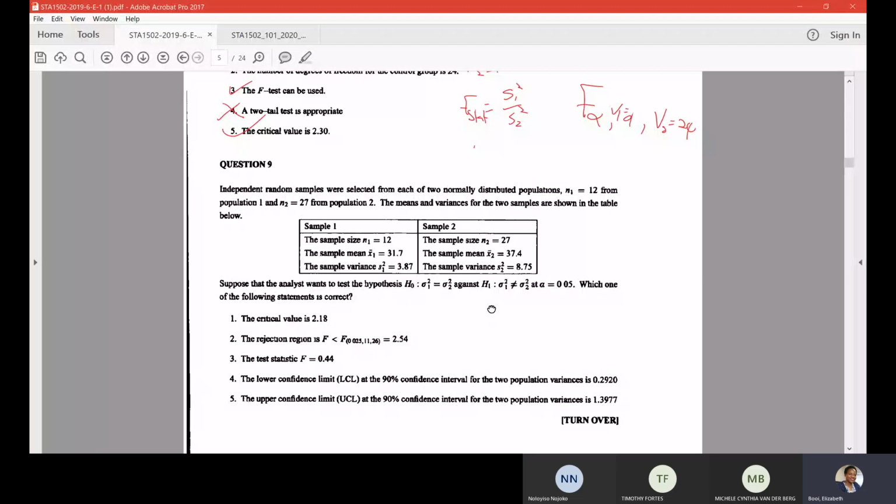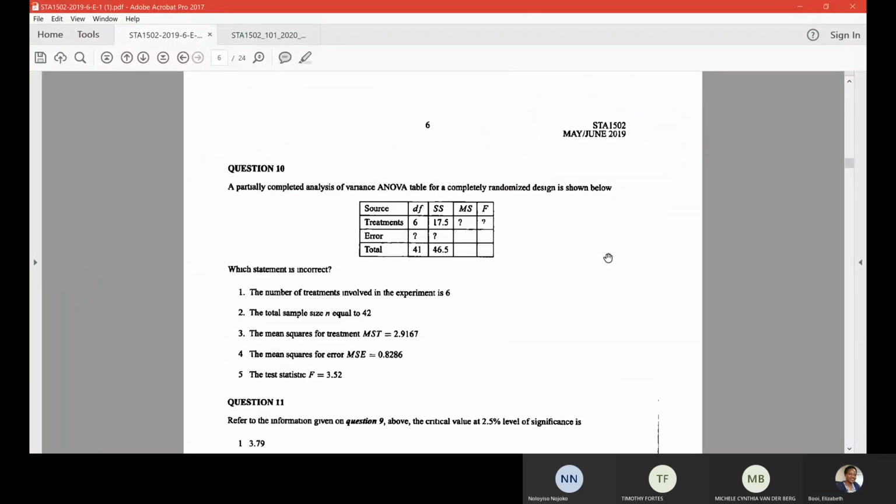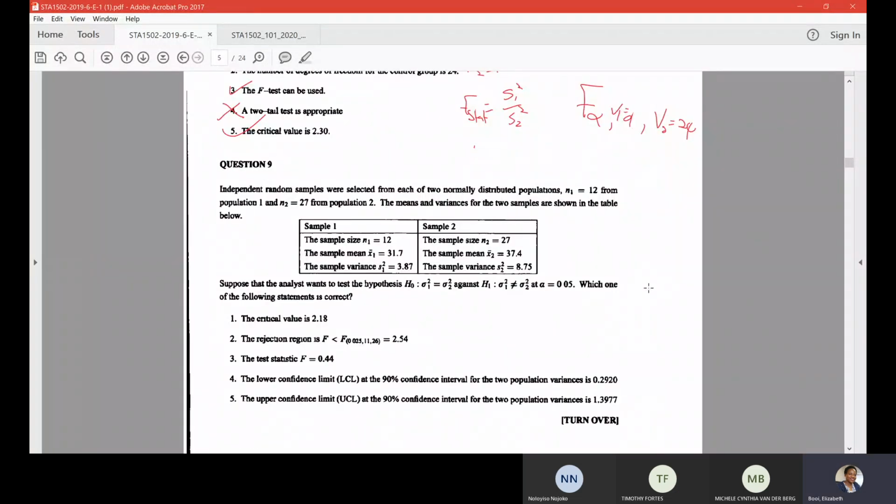Going to the next question. Question 9. Also, we're still in the population variance. It asks, suppose that the analyst wants to test the hypothesis that the variances are equal or the variances are not equal. So we're doing a two-tailed test. So there will be 2 regions of rejection. At alpha of 0.05, it means we're going to find our alpha at alpha divided by 2 because it's a two-tailed test. Which one of the following statements is correct?